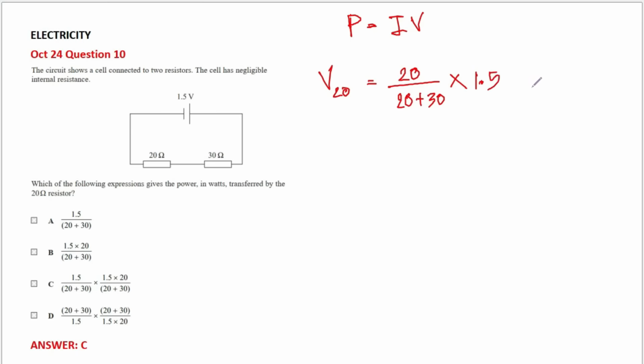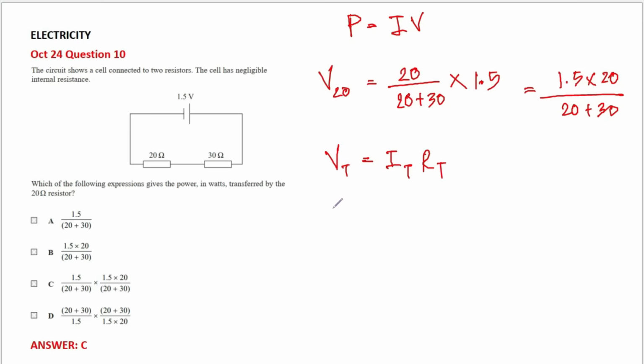And you can write it like this, equals 1.5 times 20 divided by 20 plus 30. That's the potential difference across the 20 ohm resistor. Now let's move on to the current. So for current, if you find out the total current, that will be the same as the current flowing through the 20 ohm resistor. So let's recall VT equals IT into RT, right?